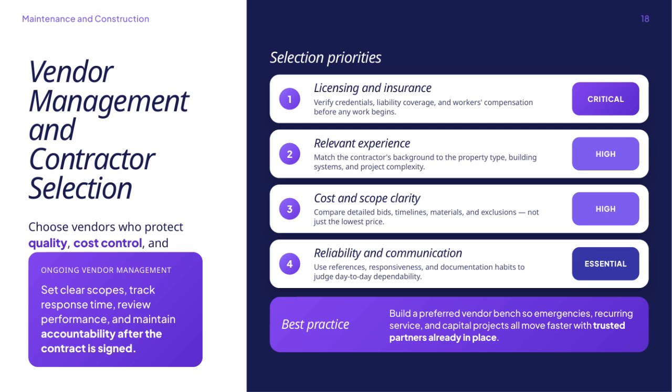Next, look closely at relevant experience. It's important that the contractor's background aligns with your property type, building systems, and project complexity to ensure they understand the specific requirements. Cost and scope clarity is another high priority. Instead of just choosing the lowest bid, carefully compare detailed proposals, timelines, materials, and any exclusions to avoid surprises later.